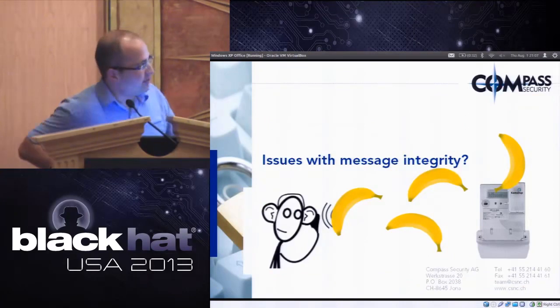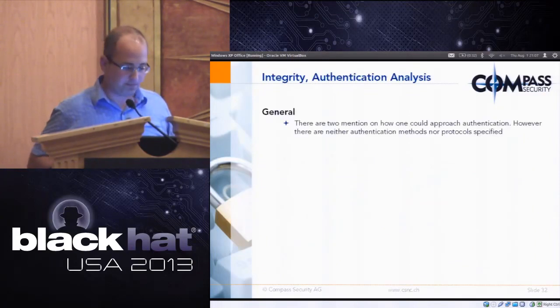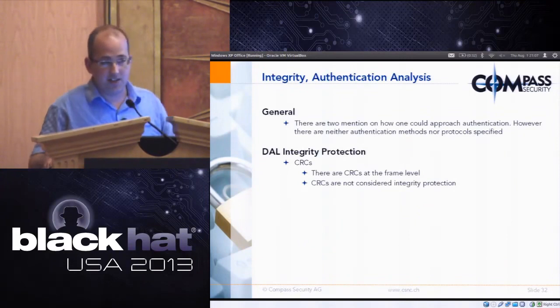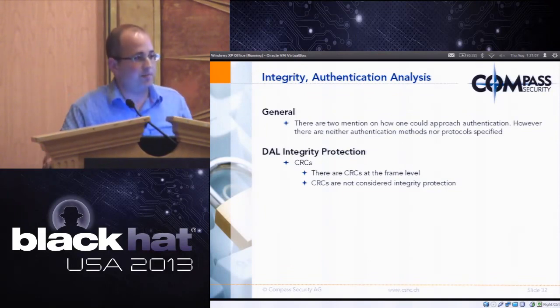So, do we have some issues with message integrity because we saw confidentiality is totally broken? There are two mentioned actually on authentication within that standard, but it doesn't really propose a good way to do authentication, because the one thing that is proposed is totally broken, so nobody's actually using it. However, at the application layer, we do have CRCs, but that's it. There are no MACs, message authentication codes. A CRC could be manipulated easily.